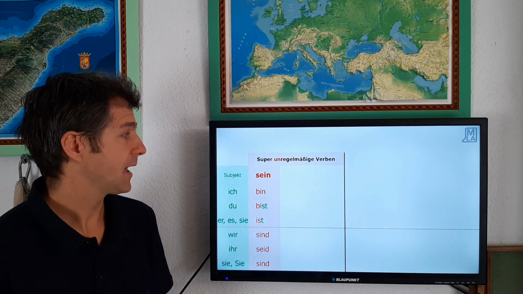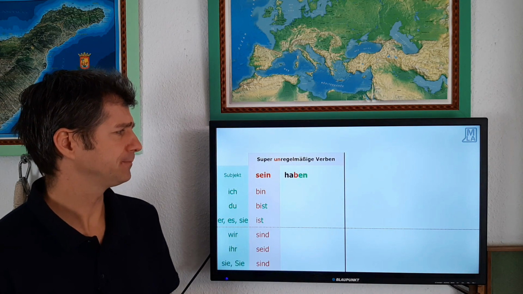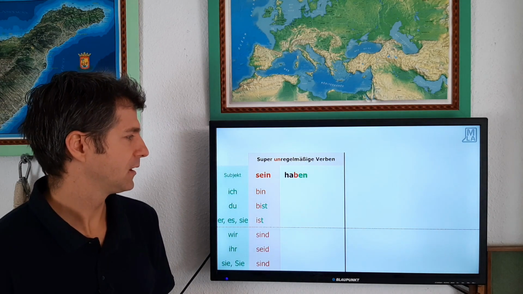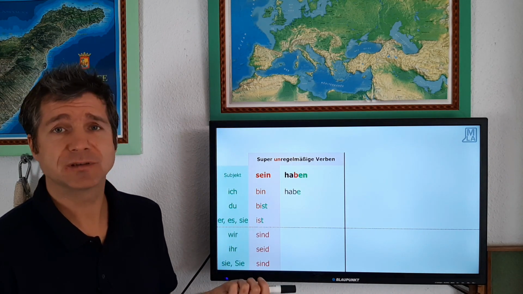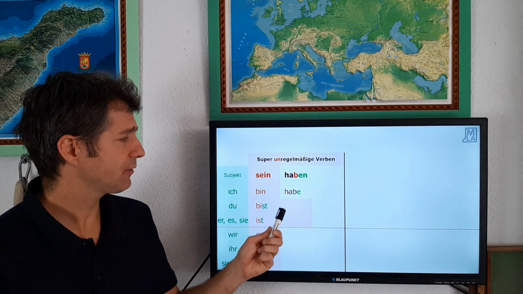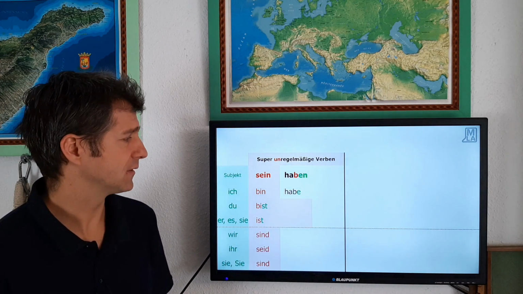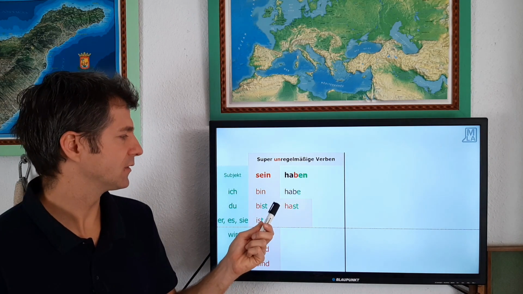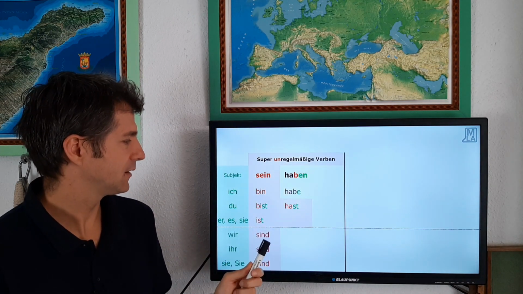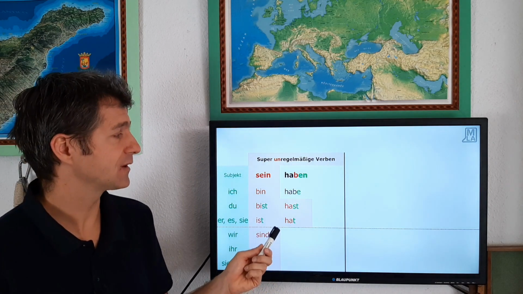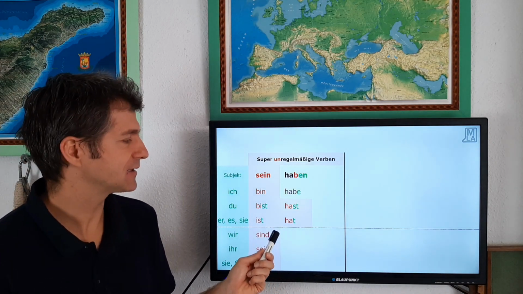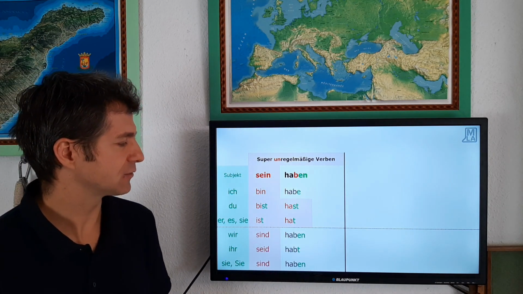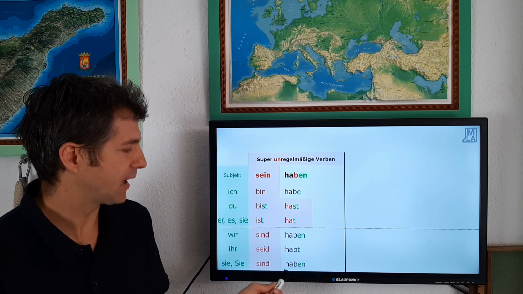So, and there's another one, haben. Haben is to have. And here actually, ich habe is regular. It's just irregular in second and third person. And here, the B disappears. So, du hast. Und er hat. It's not er habt, just er hat. And plural, it's just regular. Haben, habt, haben. Okay.